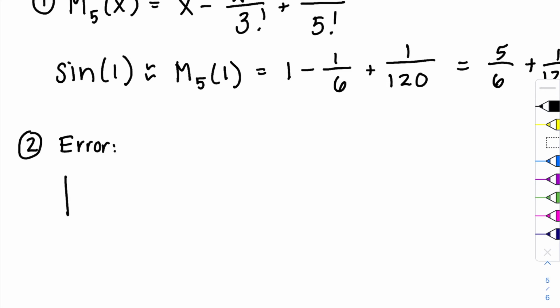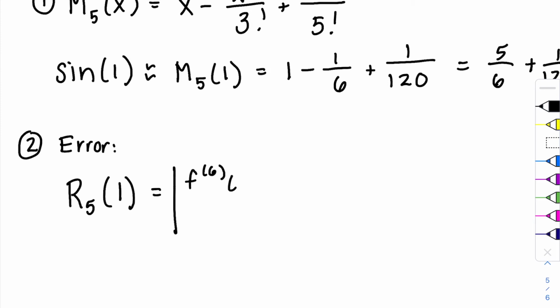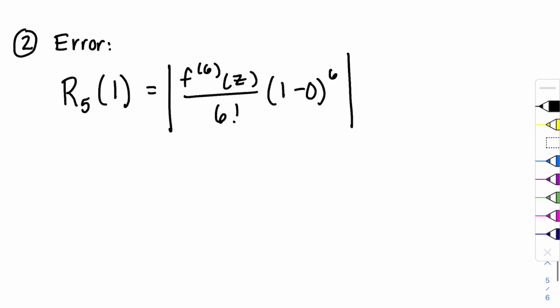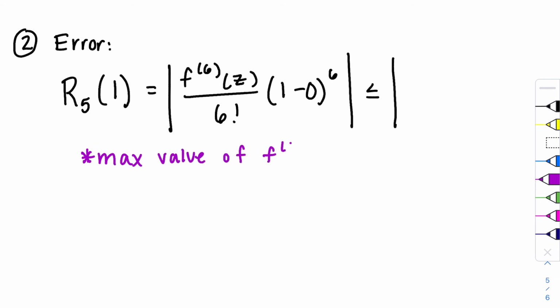So our error amount, R sub 5 of a, which is 1, because that's what we're approximating, is going to be equal to the absolute value of our 6th derivative, because that's n plus 1, 5 plus 1, of some z value over 6 factorial times our a value 1 minus 0, since it's Maclaurin we're centered at 0, raised to the 6th power. And so now that's going to have to be less than or equal to, and now we need to know the maximum value.